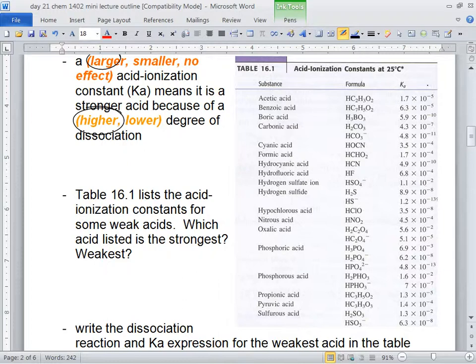Oxalic. Oh yeah, oxalic is 10 to the negative 2. Those are both 10 to the negative 2. Which one's bigger? Oxalic, right, because think of this as 0.056. This guy is 0.016. This one is 0.013. So which one's biggest? Oxalic. So there's my strongest.